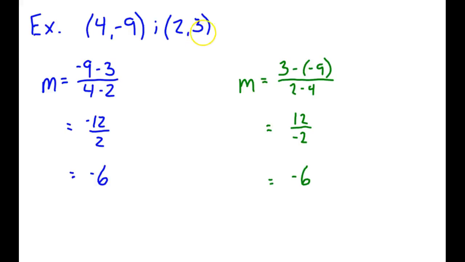So if you start with this y value first, so you take 3 minus a negative 9, the 2 that corresponds with the same ordered pair as that y value 3 must be the point you start with. So if you take 3 minus negative 9, then you have to take 2 minus 4. What you cannot do is take 3 minus negative 9 and then start with 4 and take 4 minus 2. That's going to give you the wrong sign on your slope in the end.